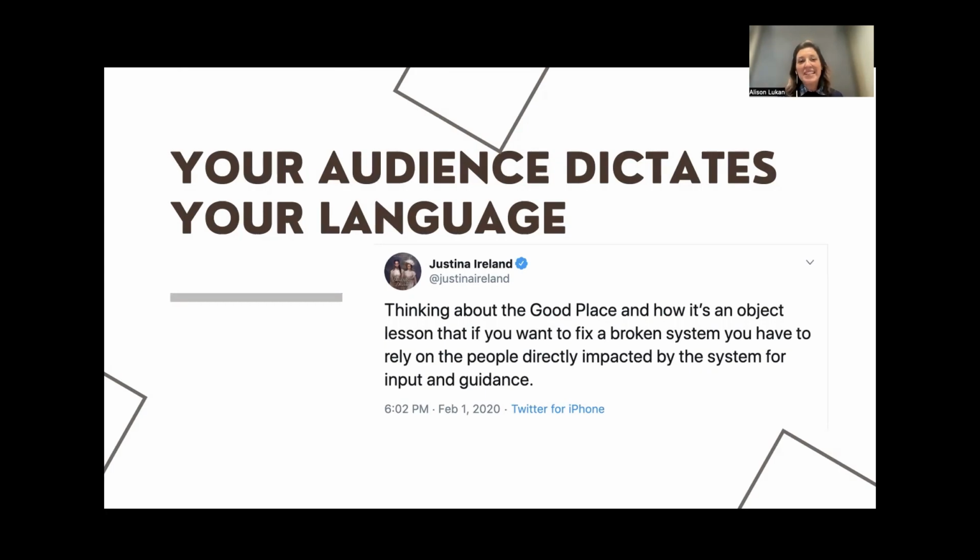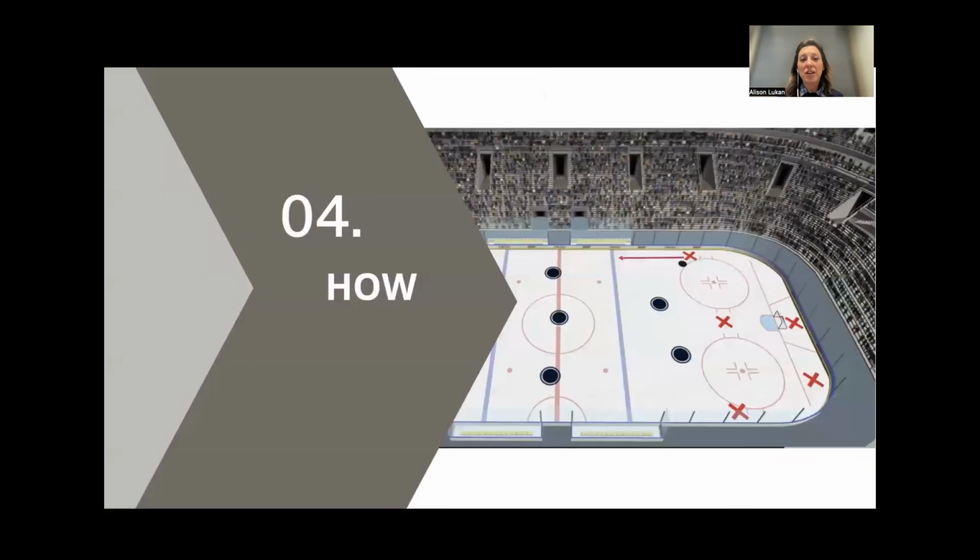I love this quote. This is, again, a little bit older now, but The Good Place is always a great show. And if you haven't watched it, I encourage you to do so. But this says, thinking about The Good Place and how it's an object lesson that if you want to fix a broken system, you have to rely on the people directly impacted by the system for input and guidance. So as you're developing your work, if you have questions, reach out to us. We will try and give you some information on how we're looking for information, what kind of information we are looking at, but try to translate messaging back to an audience in a mindset, and most importantly, in a language that they already use and are comfortable with.